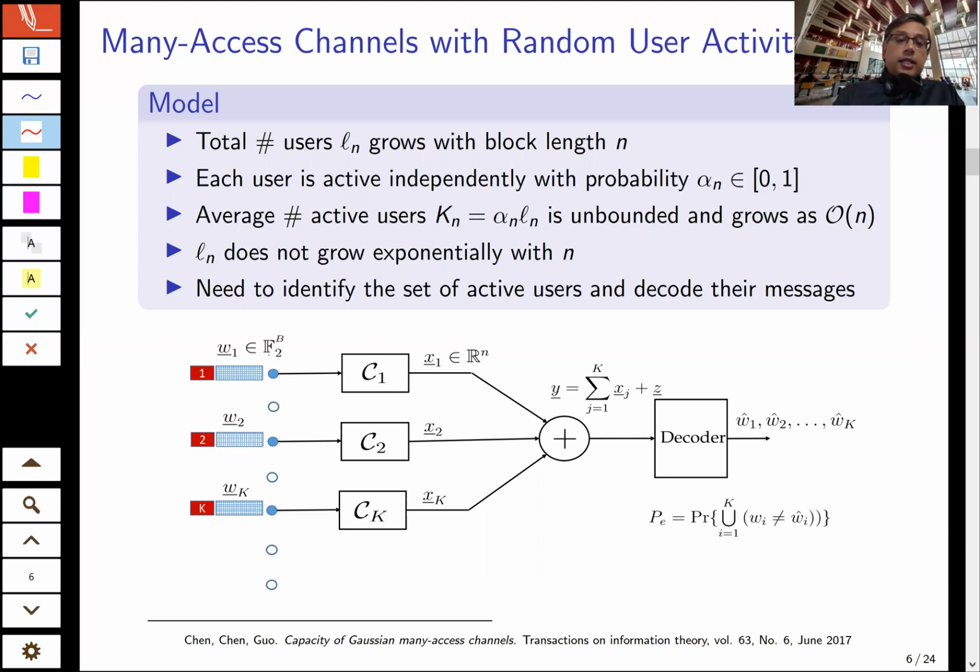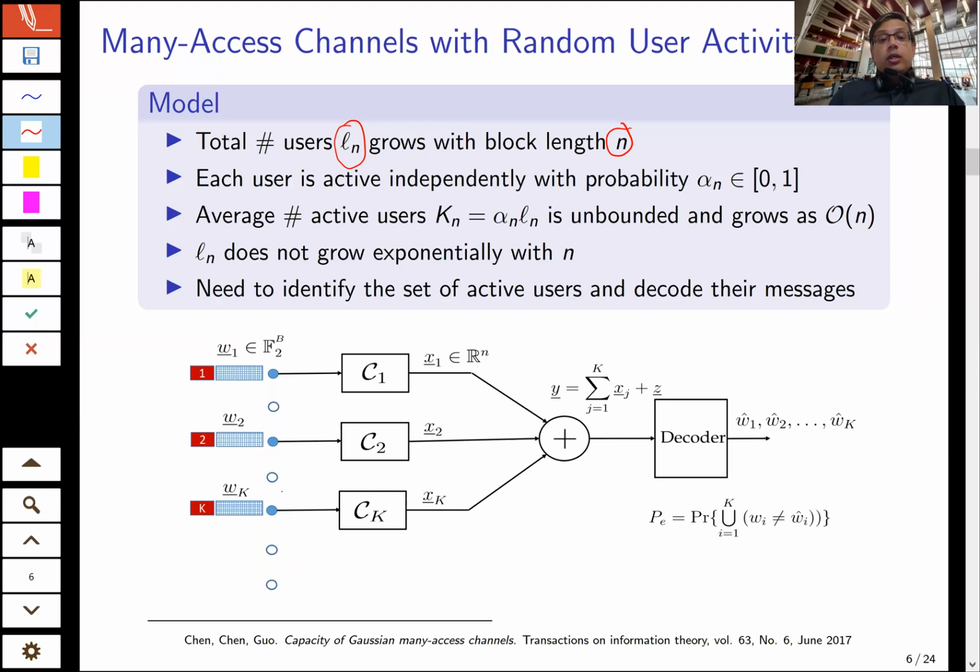So here, the idea is that there is a very large number of users, or the number of users is L sub n, and that grows with the number of times we use the channel. And each user is active with a certain probability given by alpha n. So the average number of users is alpha n times L_n, and this can grow as n grows. It's just that you don't want it to grow at a rate that is exponential with n. You will see why in the next slide, but still L_n can grow with n. And the idea is that, again, each user has two parts of the information. There is an identity part and a payload, and we need to identify both the identity and the payload together.